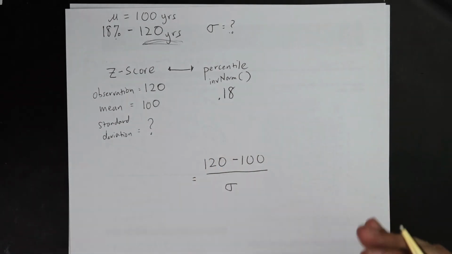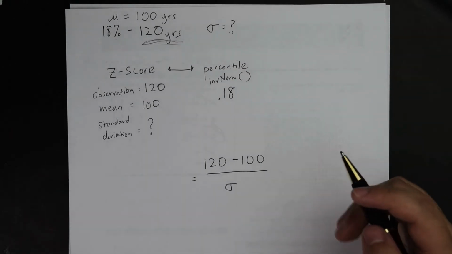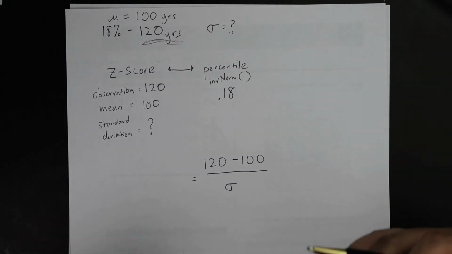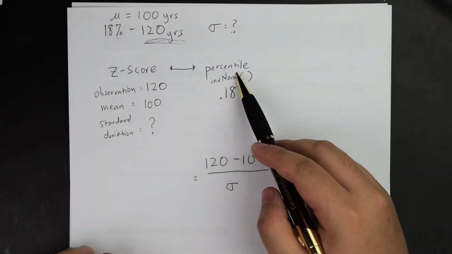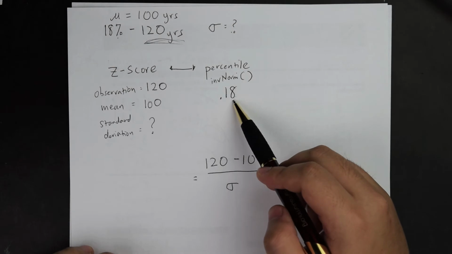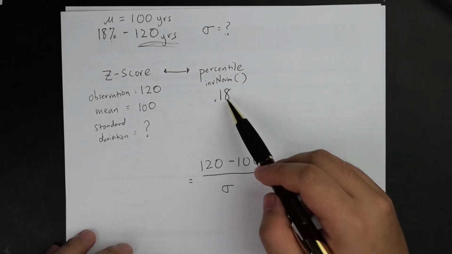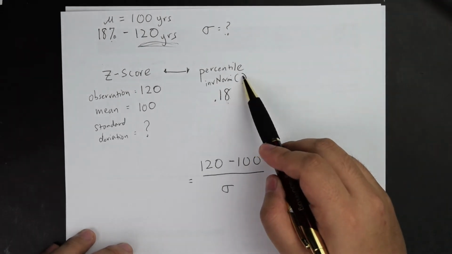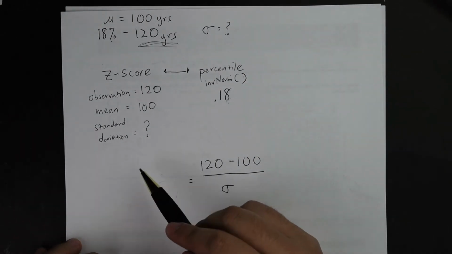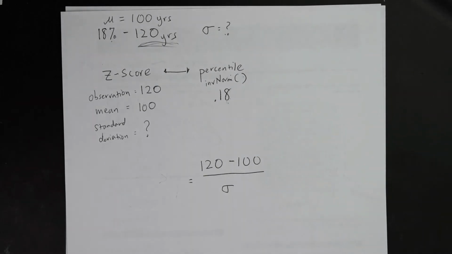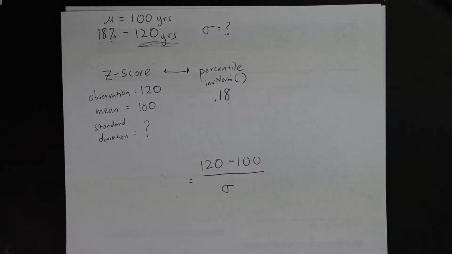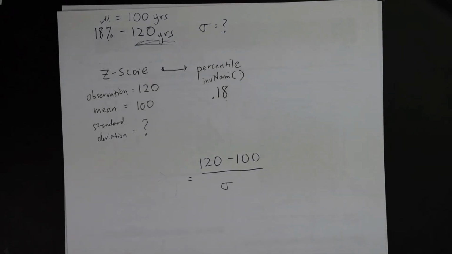But I'm not given the z-score right now, which is the problem that stops me from solving this properly. But if you notice, I also have the percentile value of 0.18. What's so significant about this is that if I do inverse norm, it's going to give me my z-score value for this question. And so what I'm going to do now is get my TI-84 and show you how I'm going to go about doing that.